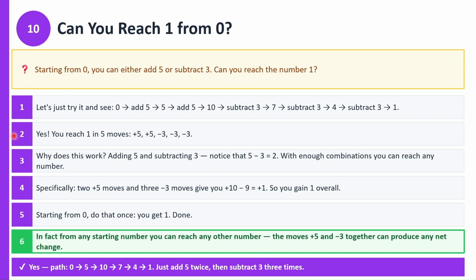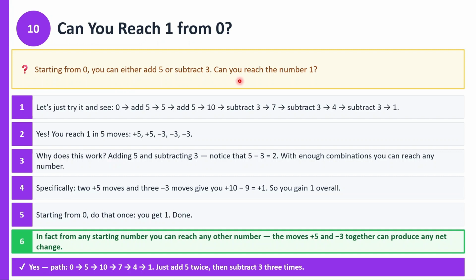Okay, now this is again a kindergarten level question. Starting from 0, you can either add 5 or subtract 3. Can you reach the number 1? Let's start from 0, and first of all, add 5 because 1 is greater than 0. We have to add something, right? So let's just add 5. We get 5. 5 divided by 3 has a remainder of 2.